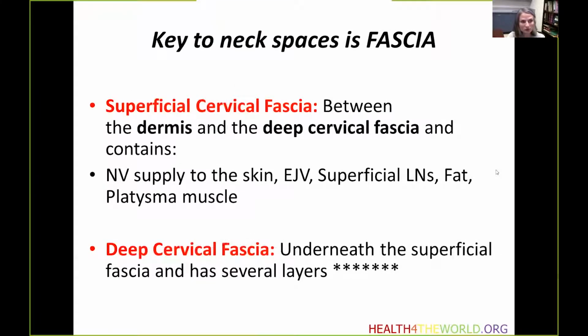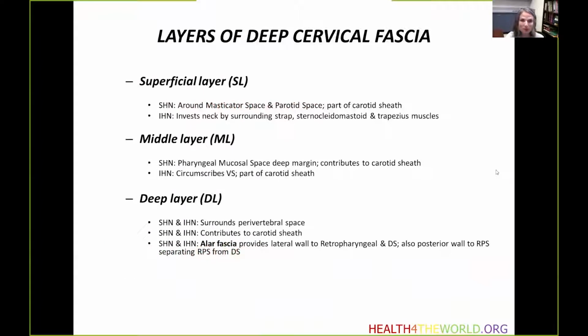The key to understanding neck spaces is fascia. There are two different fascias in the neck: a superficial cervical fascia and a deep cervical fascia. Deep cervical fascia is what we're going to pay attention to. There are three main layers of deep cervical fascia: superficial, middle, and deep layer. And different compartments or spaces are enveloped or encircled by these fascia.